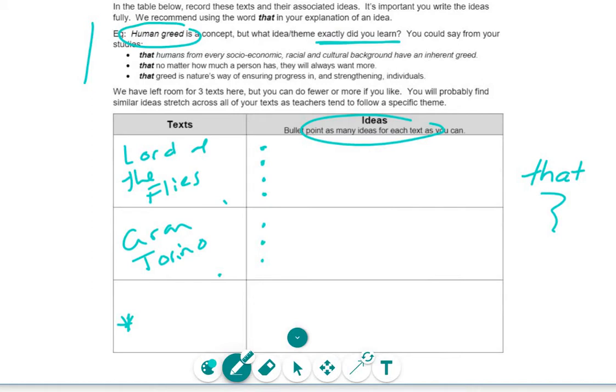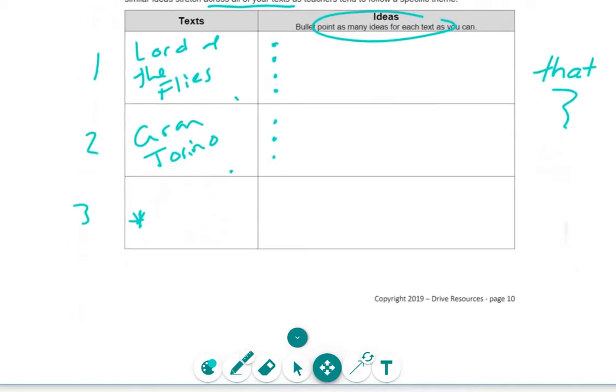So you could say from your studies that humans from every socio-economic, racial and cultural background have an inherent greed. That no matter how much a person has, they will always want more. Or you could say that greed is nature's way of ensuring progress in and strengthening individuals. So they could be 3 themes that have come up under your overarching idea of human greed in your studies this year. So try and write them all down. So we've left room for 3 texts here, 1, 2, 3, but you can do fewer or more if you like. You'll probably find similar ideas stretch across all your texts, as I said before. Okay, right.